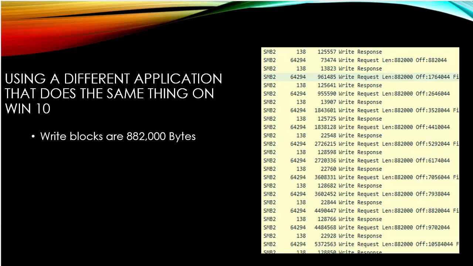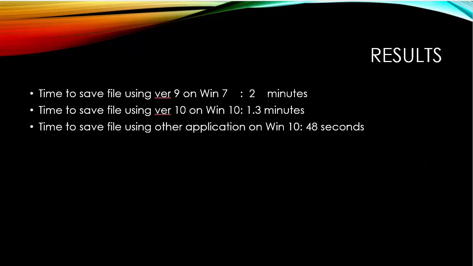So what does this boil down to? Well, time to save that file using version 9 on Windows 7 took about 2 minutes. Time to save the file using version 10 on Windows 10 was 1.3 minutes. And the time to save using that other application, that alternative one on Windows 10, was only 48 seconds. And these people save files non-stop all day long. So the difference between 48 seconds and 2 minutes adds up tremendously fast.